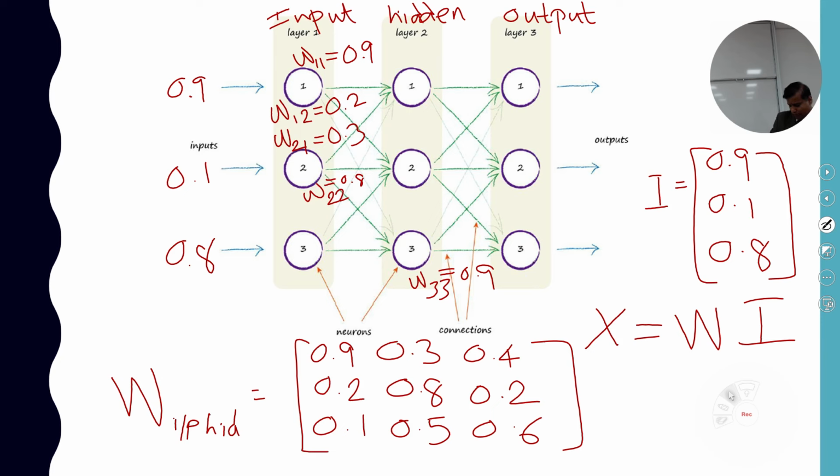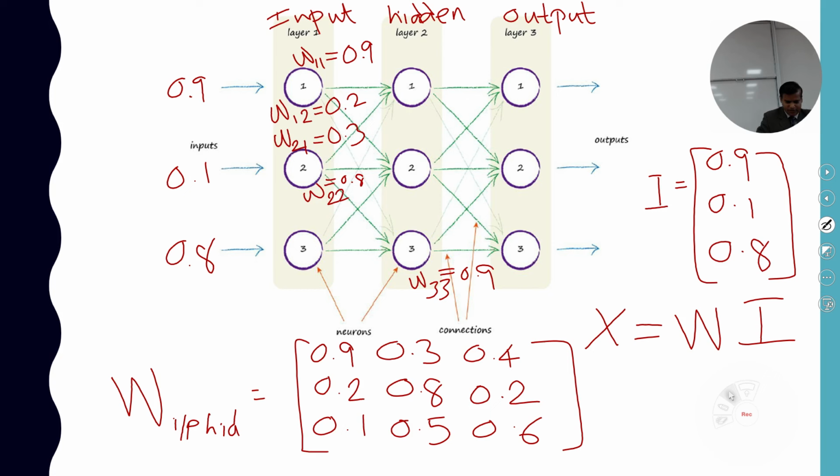By now you might know how to identify each of those values. First, we can see the weight between the first input node and the first hidden node, that is W11, which is 0.9. Just as we have seen in the two-layer network, the same principle applies here. So similarly, you can guess what the next values are going to be, right?